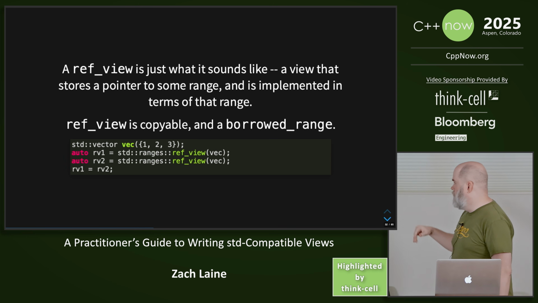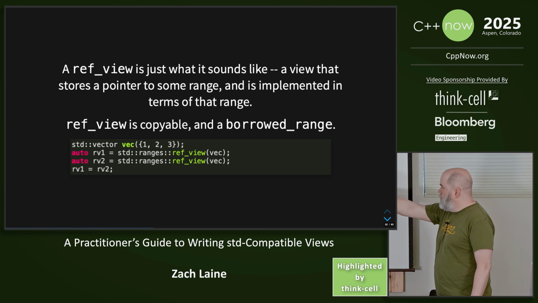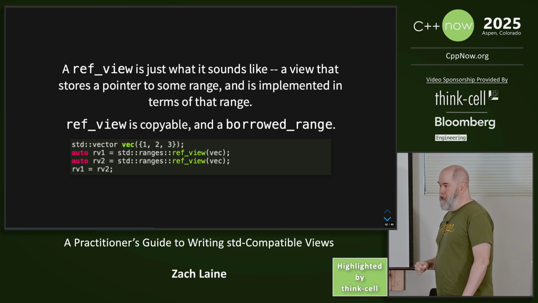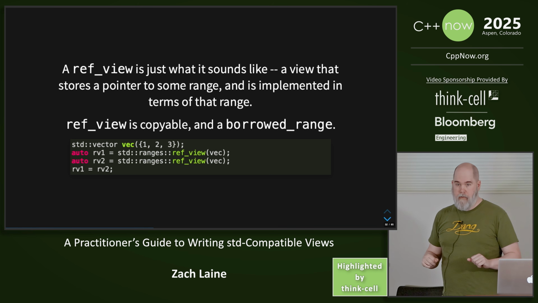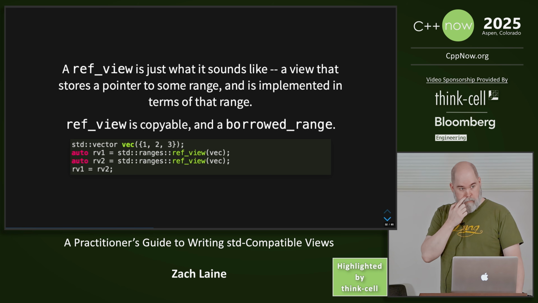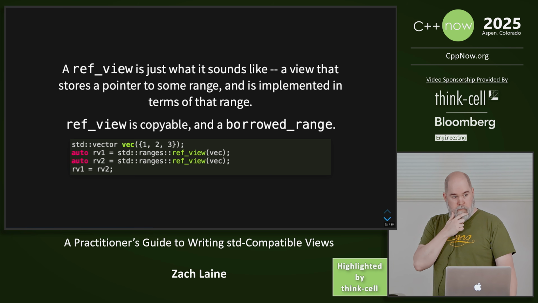Here's a quick example of use. If I have some vector vec on the stack, I can make a ref_view of vec twice, and then I can assign one of those ref_views that I just made to the other one. That's all fine. I think you can also say all, and it's going to be expression-equivalent. Yes, right, sure.